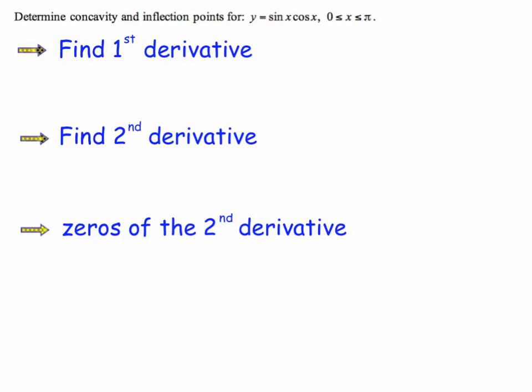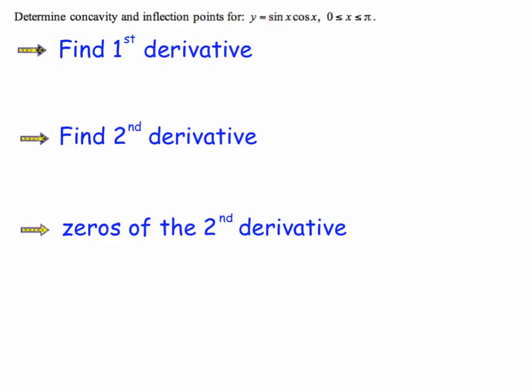In this example, it's asking you to determine the concavity and the inflection point for y equals sine x cosine x. So the first thing I need to do is find the first derivative. And since I want concavity and the inflection point, that requires me to take the second derivative. Then I'll need to determine the zeros of the second derivative to determine where it is concave up, where it is concave down, and what the inflection point is. In order to determine the inflection point, remember that I'll have to make the second derivative equal 0. So we're just going to work through this.